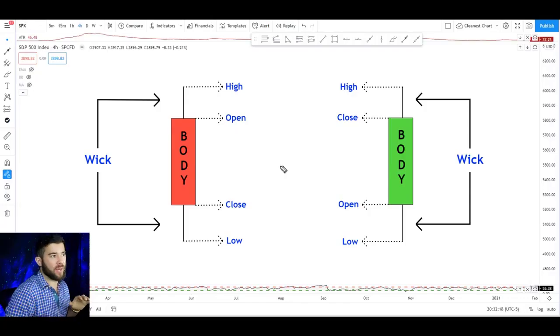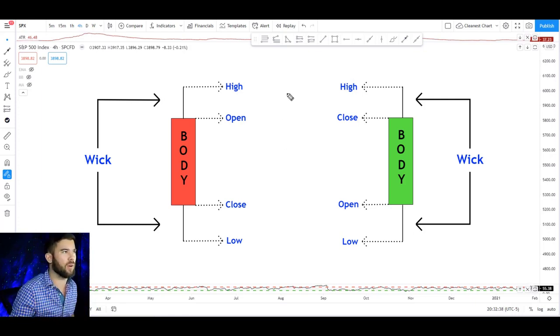Here are a couple of single candles, and what these candles represent is price movement throughout a certain period of time, depending on the time frame that you're on. I'm sure you've all heard of time frames, right? The daily chart, the 1-hour chart, the 5-minute chart. Depending on what time frame you're on, that's the amount of price movement these candles represent.